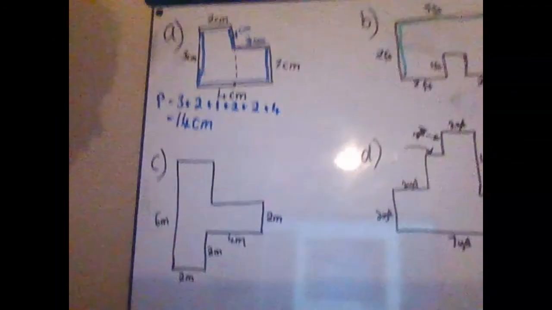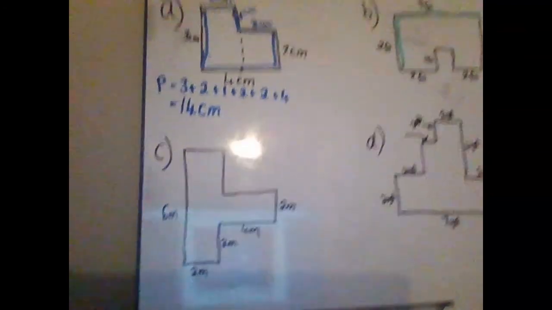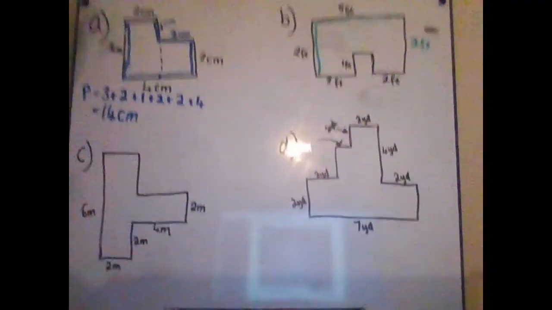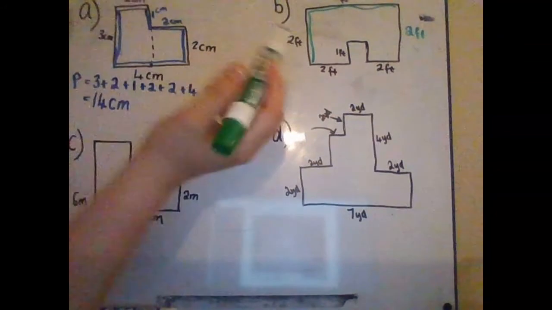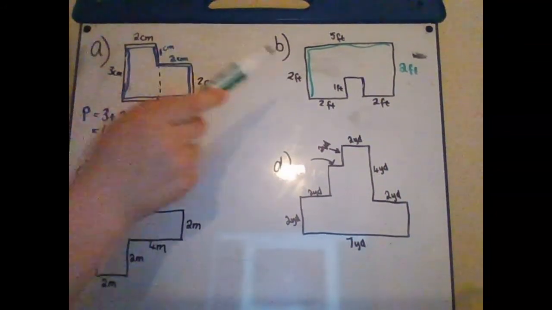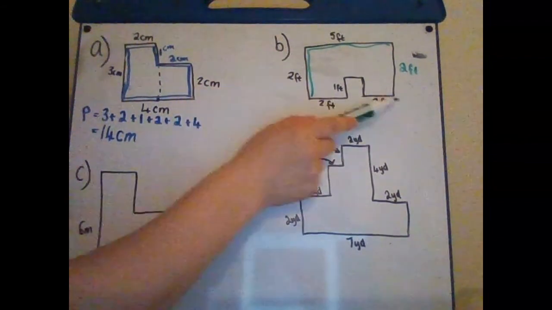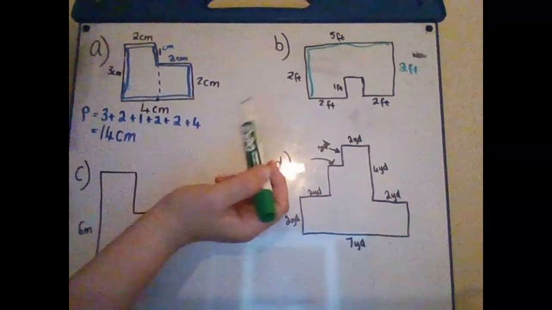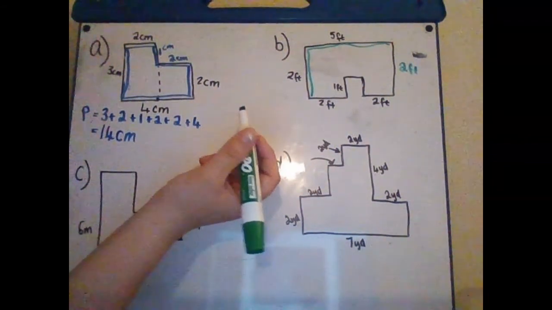Oh, sorry. Now you can see it. So what I was doing was, now you can see, here to here is 2 feet, so from here to here has to be 2 feet also because it's equal in size.